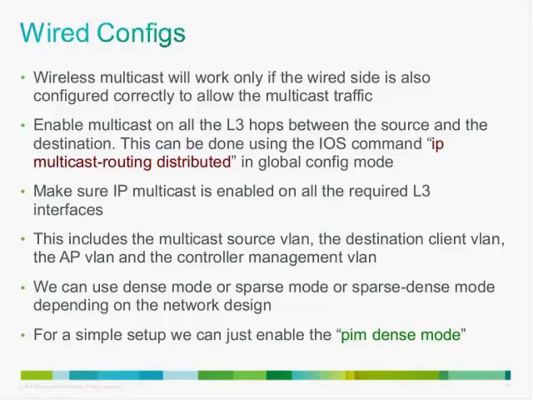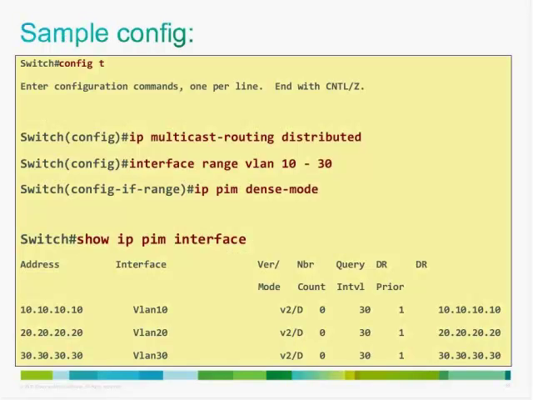Here is a sample config. So we go into the switch, layer 3 switch or the router, and just say ip multicast-routing distributed. Then we identify the interfaces, which in this case are VLAN 10, 20, and 30, and we have enabled ip pim dense-mode. To verify that multicast is enabled correctly, you can just do a show ip pim interface. This will show you all the interface addresses and whether multicast is enabled or not.